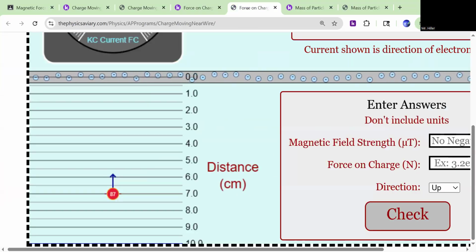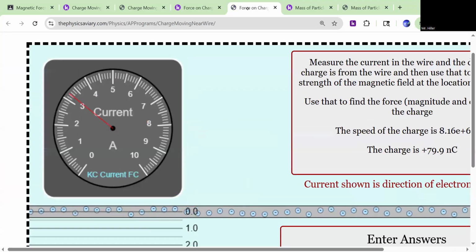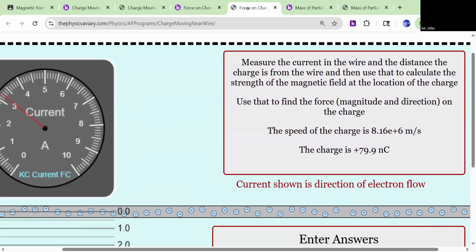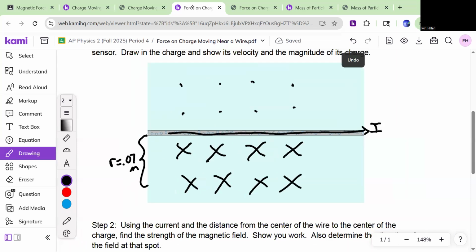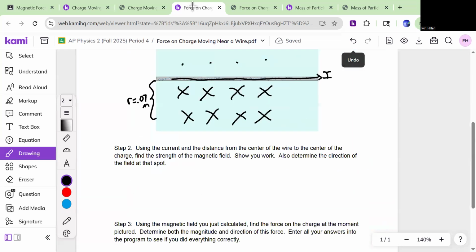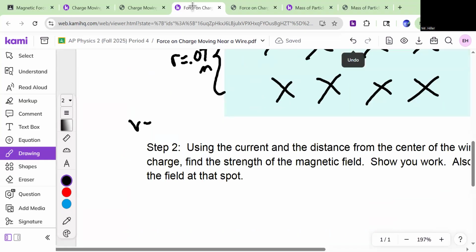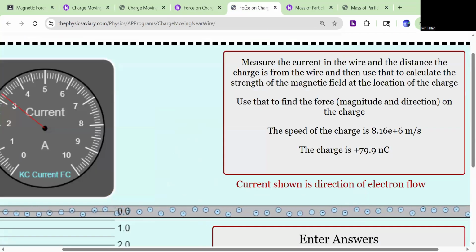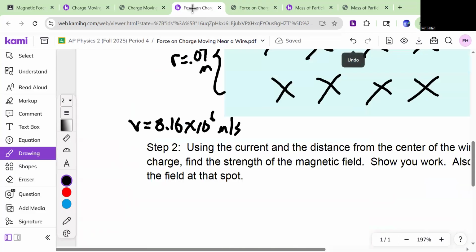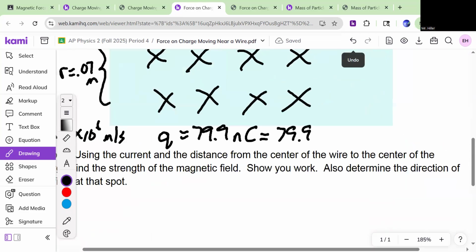All right, what else am I given? Oh, you can see I'm also given the speed of the charge, 8.16 times 10 to the 6. My charge is 79.9 nanocoulombs. That, of course, is the same as 79.9 times 10 to the negative 9 coulombs. Remember, nano is 10 to the negative 9.